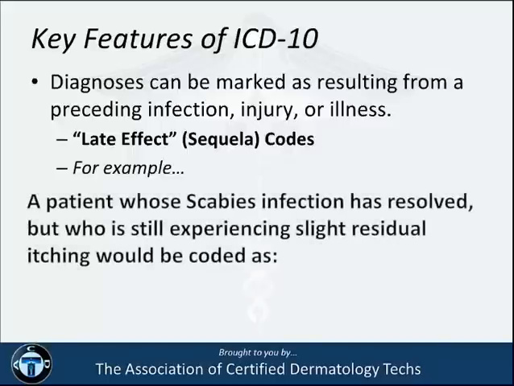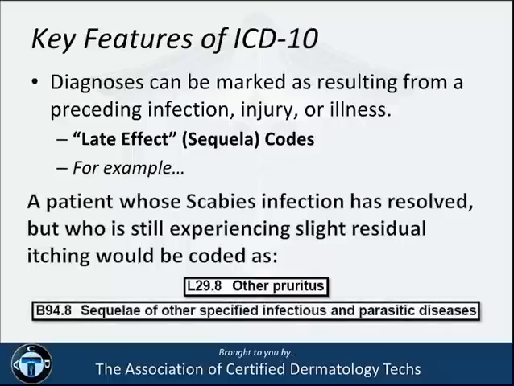At this point, they still have some residual pruritus, but they're no longer infected. Because the previously used B86 code represents an active scabies infection, we should avoid using it. Instead, we would first code for pruritus since that's the patient's current symptom, but by adding the late effect code of B94.8, we can indicate that the pruritus is the result of the preceding scabies infection. Of course, the first thing that some of you might be wondering is why are we using 2 codes? Well, this is one of those situations we discussed a moment ago, where 2 codes will be needed to describe the same condition or injury. We'll go over this new requirement in greater detail in just a few minutes.